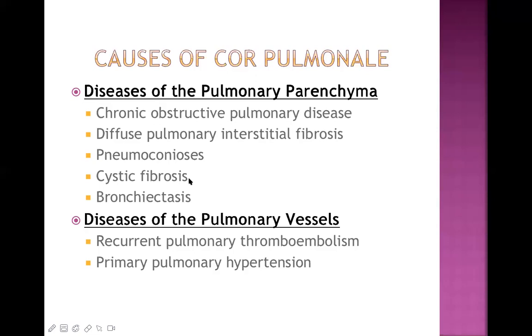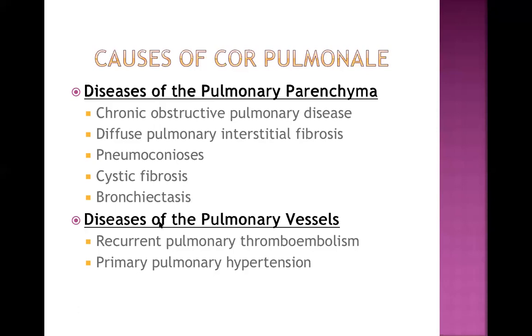Cystic fibrosis is a genetic disease which can cause bronchiectasis in the lung, and bronchiectasis is a chronic lung disease which again can lead to cor pulmonale. See there, bronchiectasis is written separately because there are other causes of bronchiectasis as well. Cystic fibrosis is just one of them.